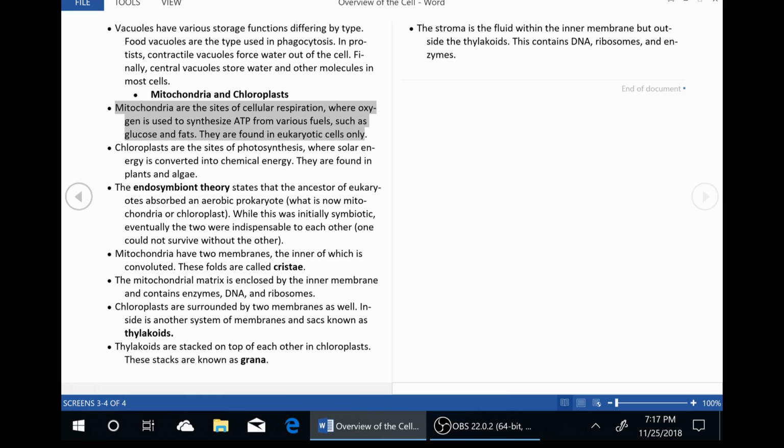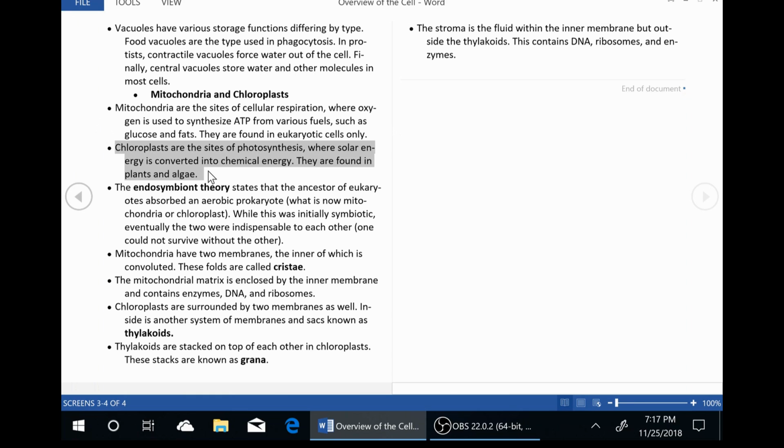So mitochondria is really important because it is the powerhouse of the cell, as you may know, and they're also the sites of cellular respiration. And so in cellular respiration, oxygen is used to synthesize ATP from various fuels, such as glucose and fats. And so mitochondria are only found in eukaryotic cells.